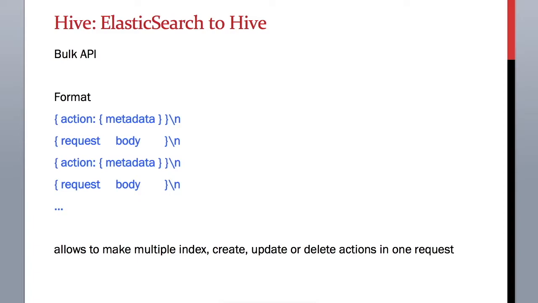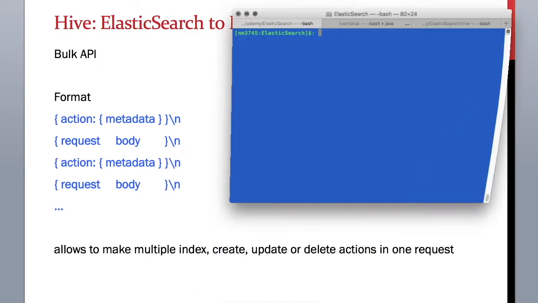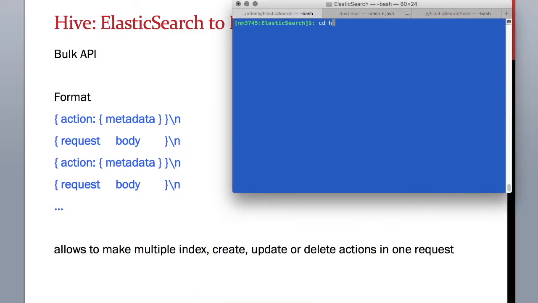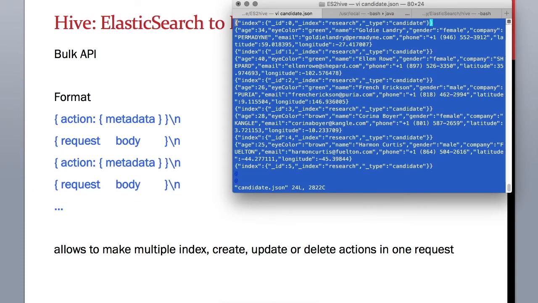Okay, so let's bring the terminal, go to directory called Hive, and then es to Hive. And there you will see three different types of files. And we have data file called candidate.json. So this is the bulk request file.